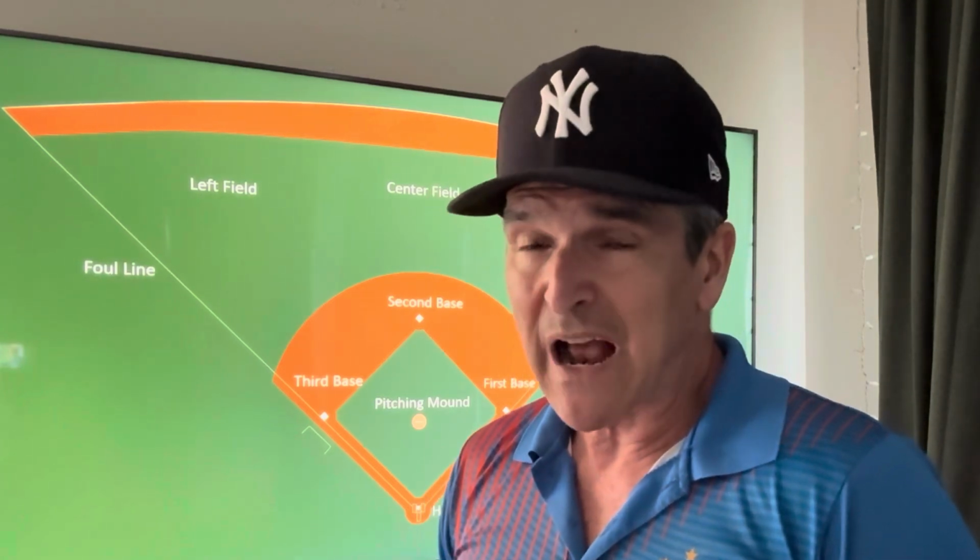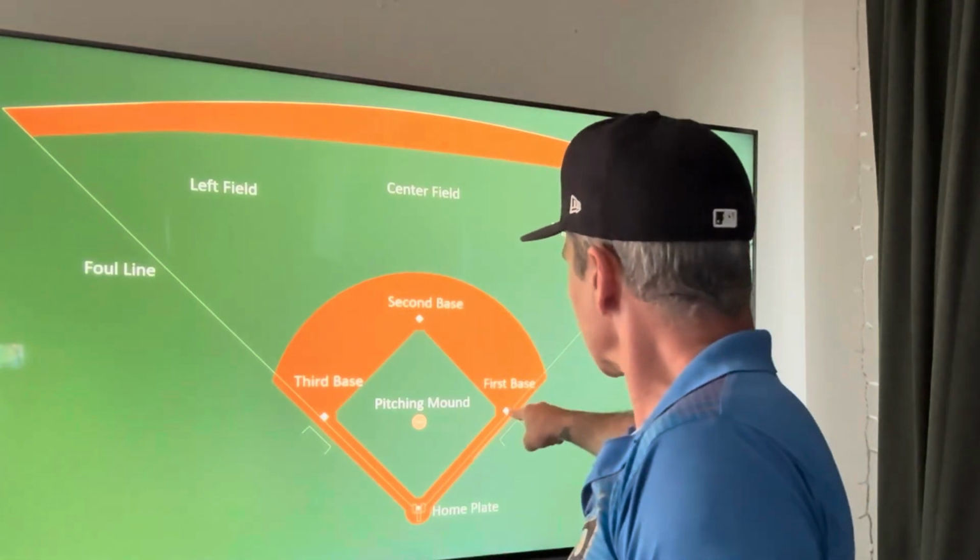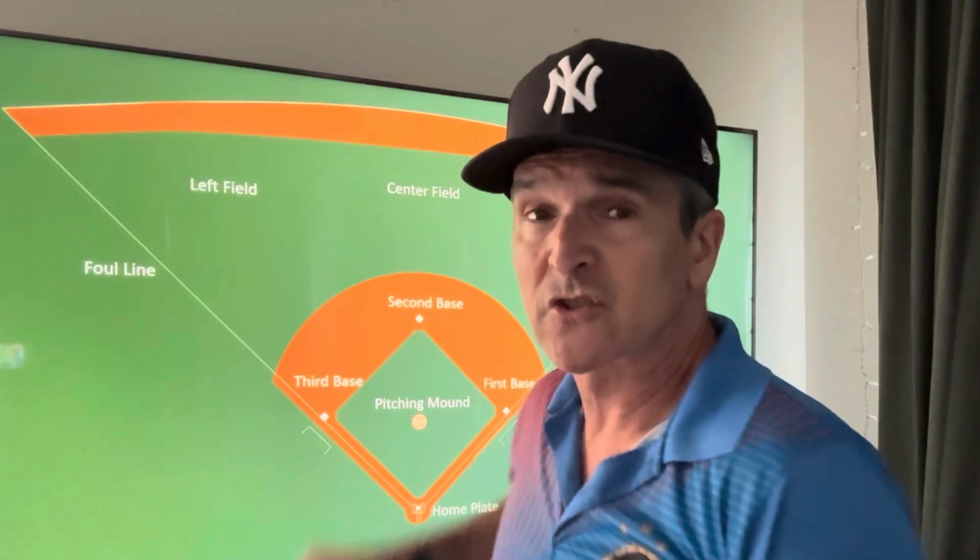And sometimes the count is 3 and 2, which means 3 balls and 2 strikes. The maximum number of balls a pitcher can throw, meaning a pitch outside the strike zone, is 4. If they throw 4 balls at a hitter, the hitter gets to go to first base. So all of these balls that get called are in favor of the hitter. All the strikes are in favor of the pitcher.